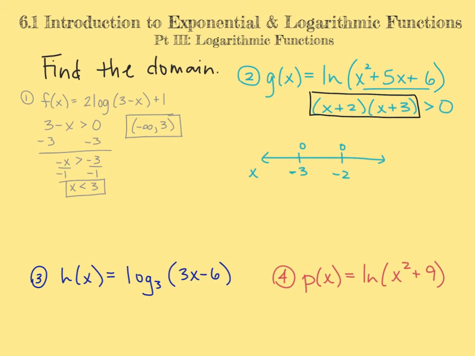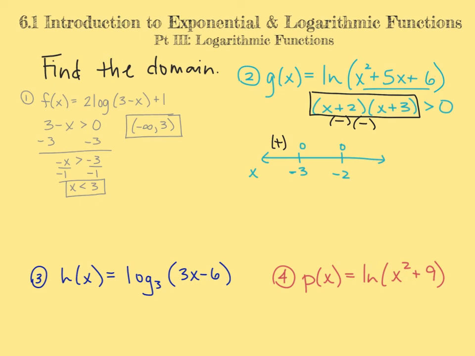So here's what I'm going to be doing. I'm going to plug in a number to the left of negative 3 on our number line. Let's plug in negative 4. When we plug in negative 4 here, we'll have negative 4 plus 2, which is a negative number. And then we'll have negative 4 plus 3, which is also a negative number. When we take a negative number times a negative number, we get a positive number. Therefore, I'm going to put a plus sign here. That shows us that whenever we plug in numbers to the left of negative 3, we get a positive number inside here. That is desirable.